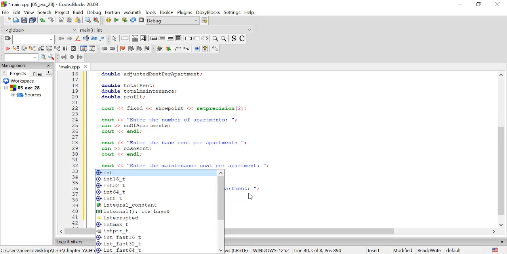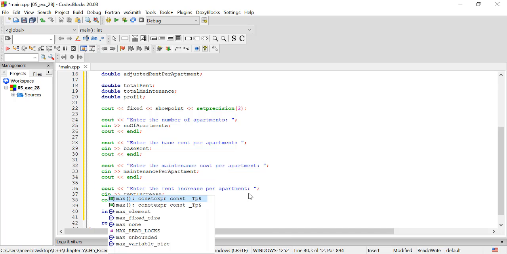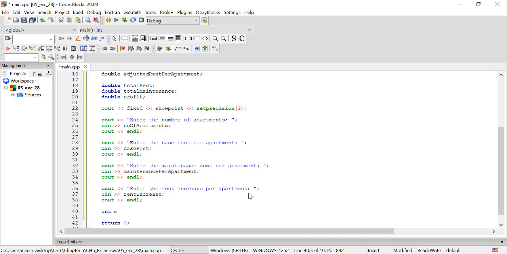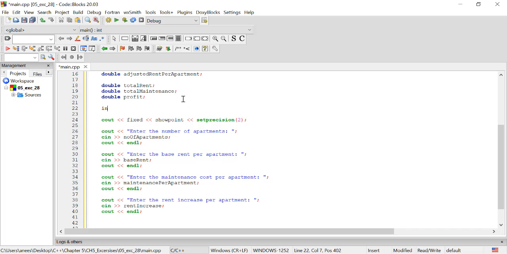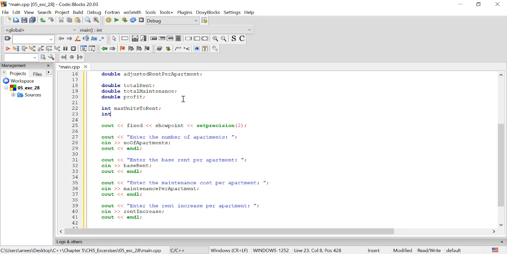After this, we can write an int max. Actually, here, look. I forgot to write in two variables. Int max units to rent. And here, and actually here, double max profit.